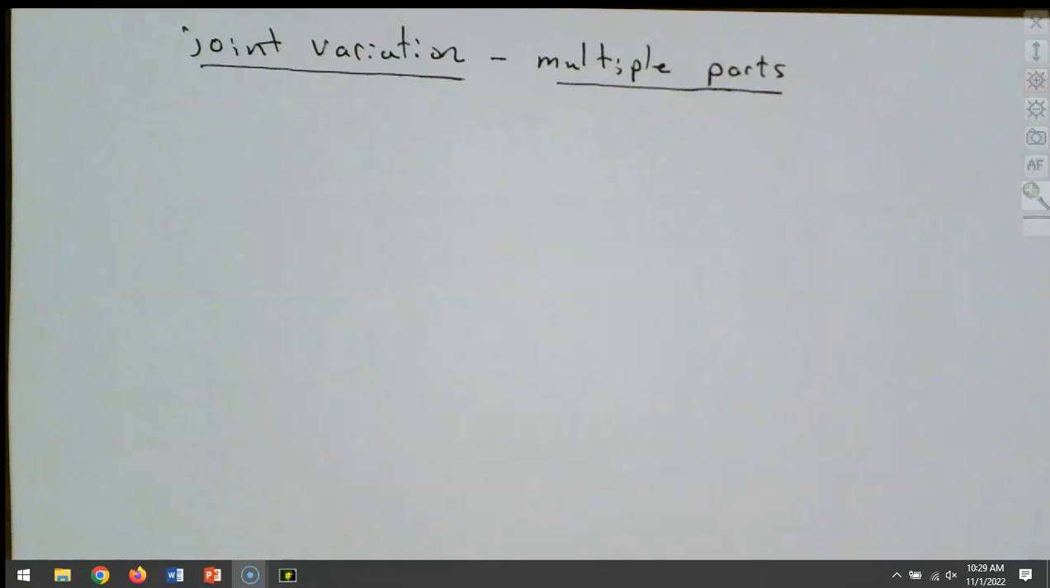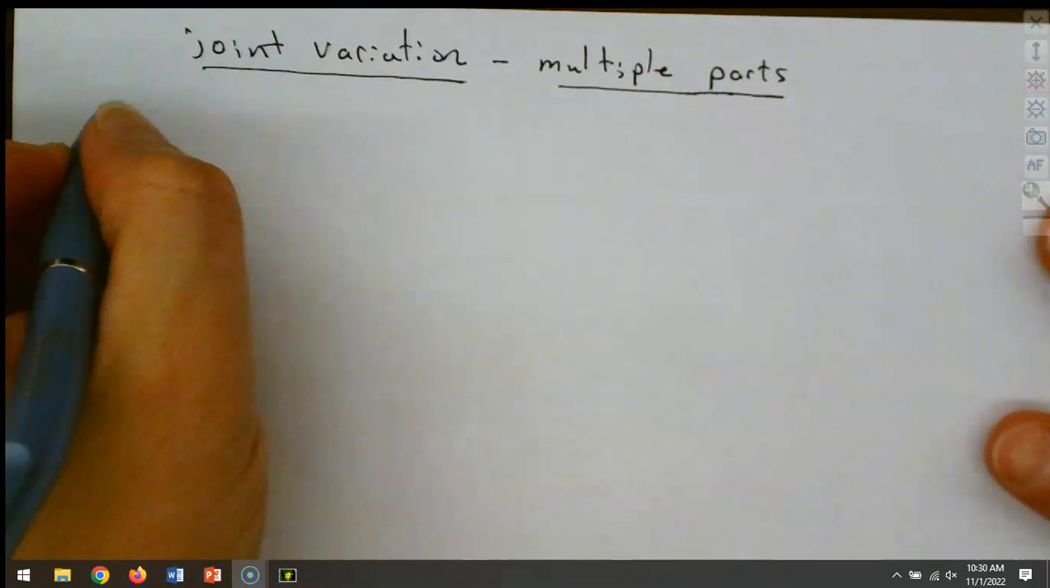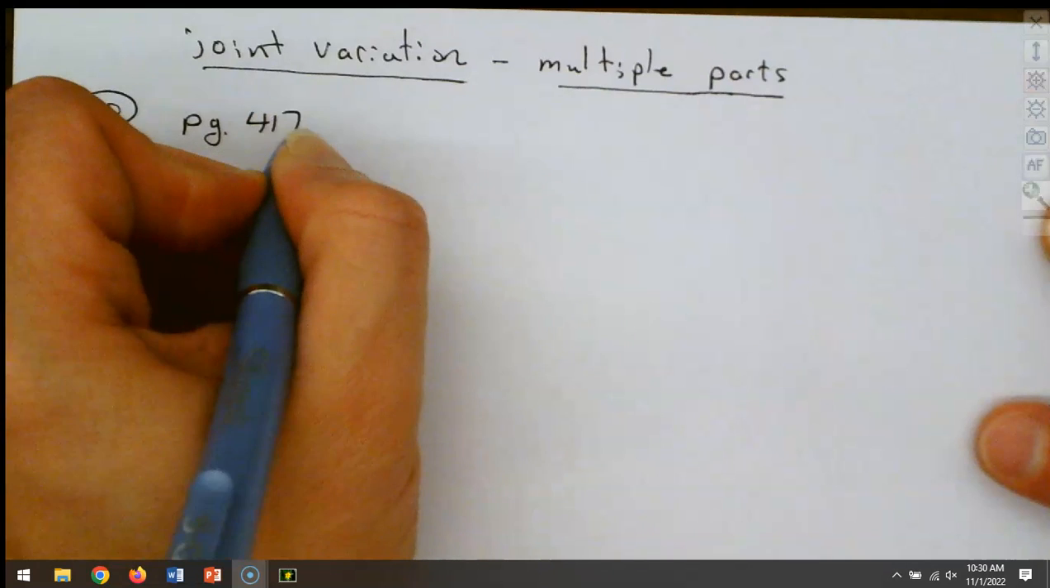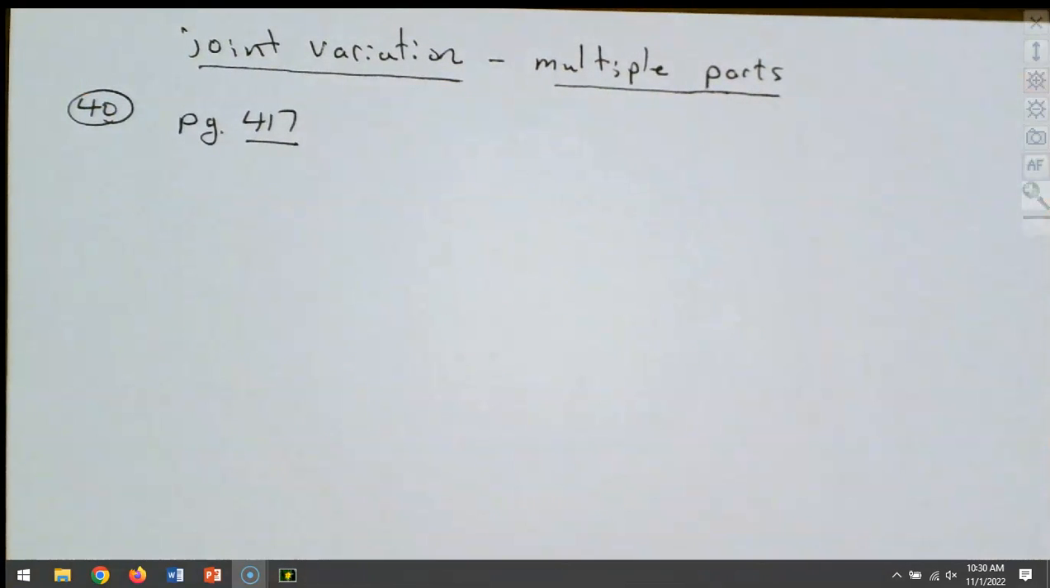Now, again, direct, what does direct mean? Direct means we multiply. Inverse means we divide. So when we set this up, we may have several parts working together. They may multiply, some may divide. It might be a square involved. And we have several pieces going together. Question 40. And this again is on page 417. This one is joint variation.